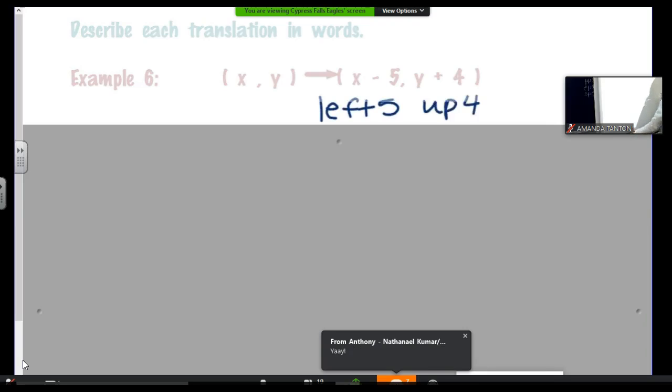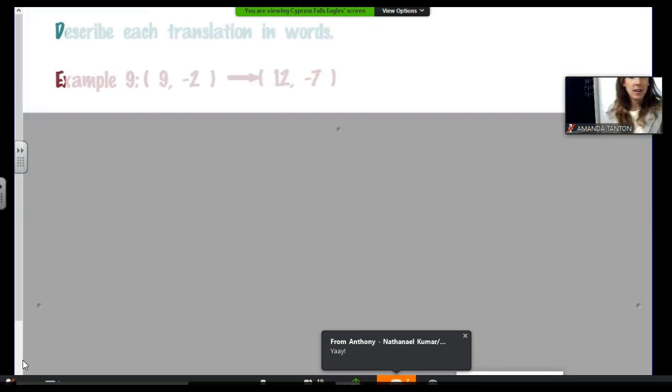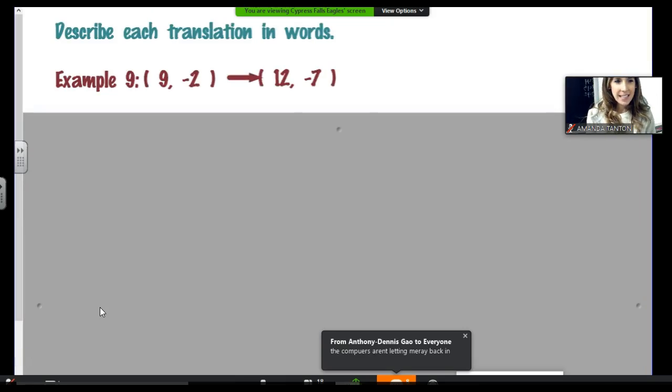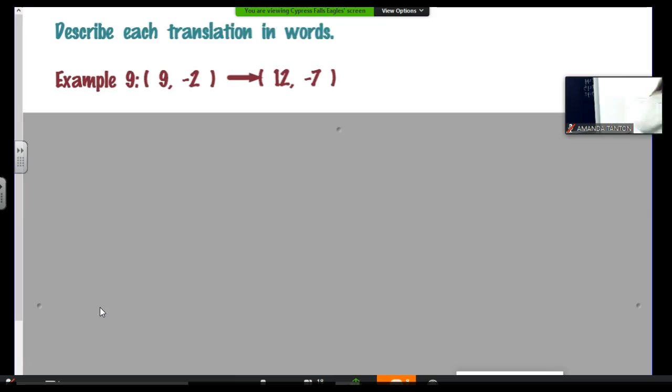Let's try a challenging one. Can whoever made it describe each translation in words? So this time I didn't give you the rule. I want you to get used to these words. I gave you the pre-image and the image. So I want you in words to tell me what happened. You can go ahead and write it in the chat.